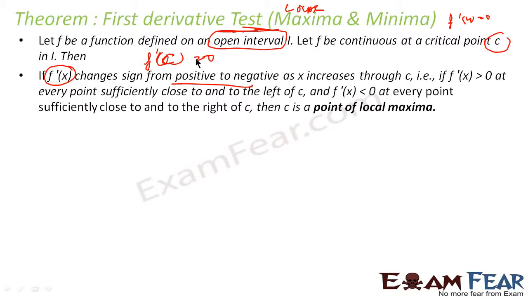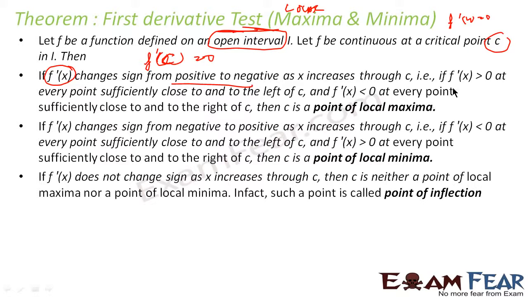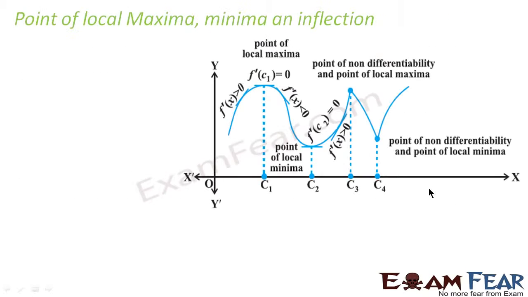What they are trying to say is that if my f dash x is increasing on the left, then this guy is called point of maxima, and if it is the other way around, it's called point of minima. And if it does not change, f dash x does not change, it is called point of inflection. Let's take the graph to understand this, else it's difficult for you.